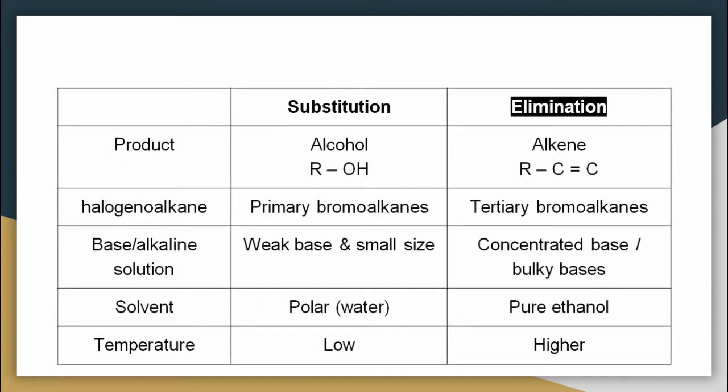So let's take a look at the difference between these two. The product will be a double bond in elimination, and an alcohol in substitution. In substitution, the halogenalkanes will be primary, and in elimination, the bromoalkanes will be tertiary. Substitution uses a weak base, while elimination uses a concentrated base, and the polar solvent in elimination is pure ethanol. The temperature is low for substitution and high for elimination. Just look at the difference.